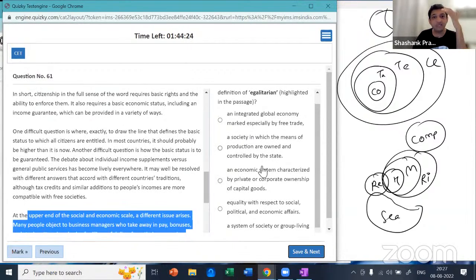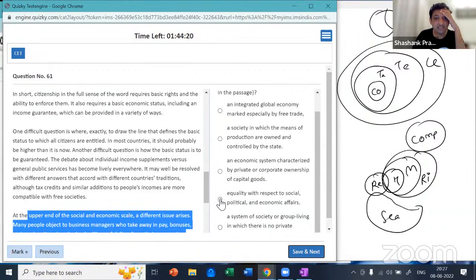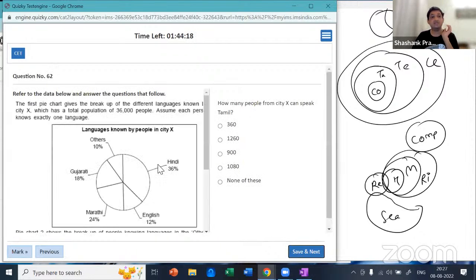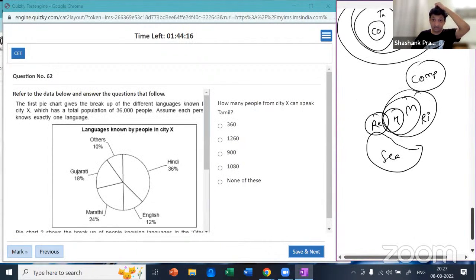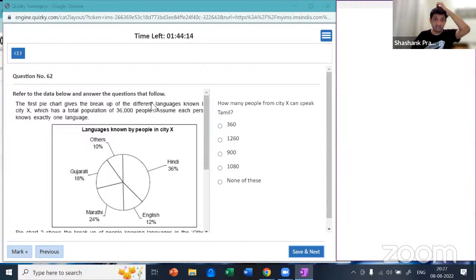Okay, egalitarian is that equal society. Owned and state is not. Equality with respect to, I think, yeah, equality. Okay, chalo. That was a bad decision.